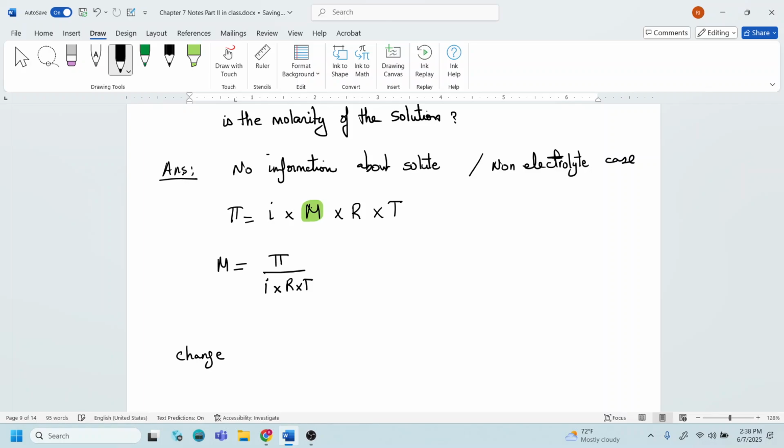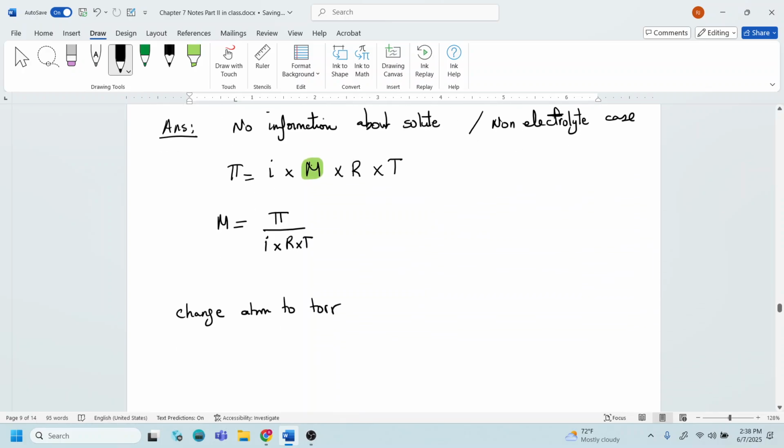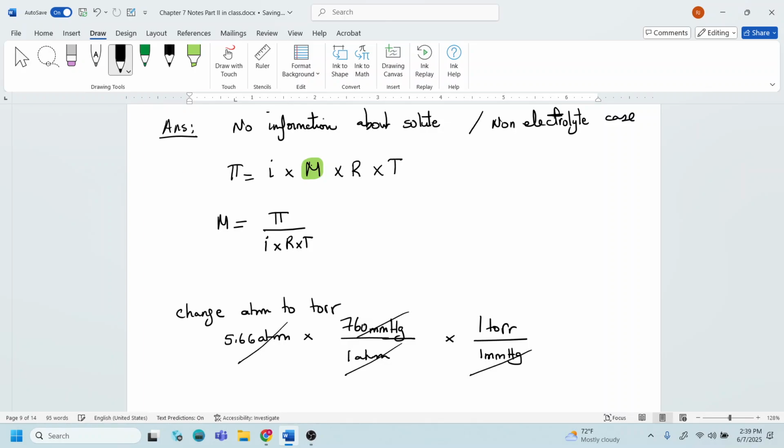So let's change the atmosphere to torr for the osmotic pressure. We're starting with 5.66 atmosphere times, I know that 1 atmosphere is 760 millimeter Hg, right? I cannot change to torr directly. I have to change to millimeter mercury and then to torr. I know that 1 millimeter Hg is equal to 1 torr. And this is how you change from atmosphere to torr. So you cancel the millimeter Hg, you cancel the atmosphere, and the answer is 4301.6 torrs.